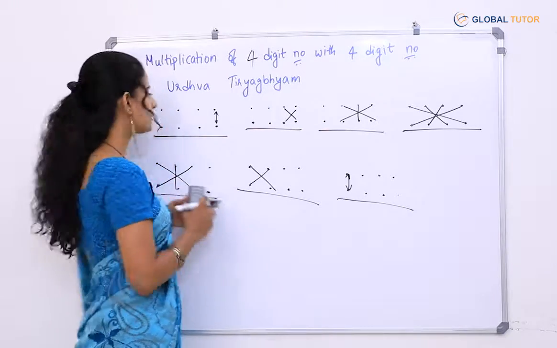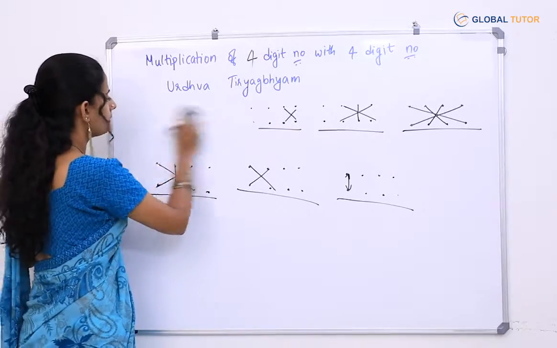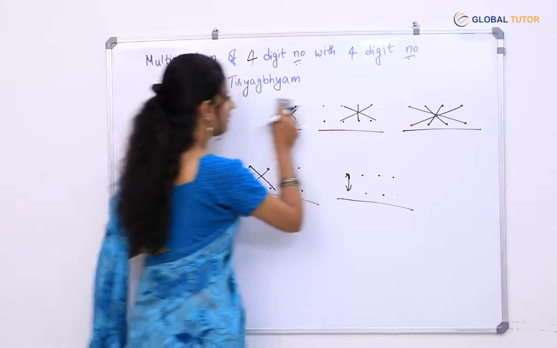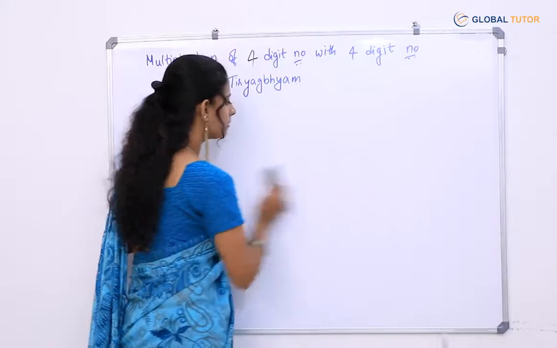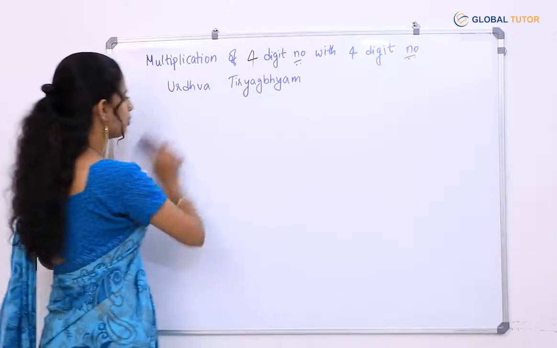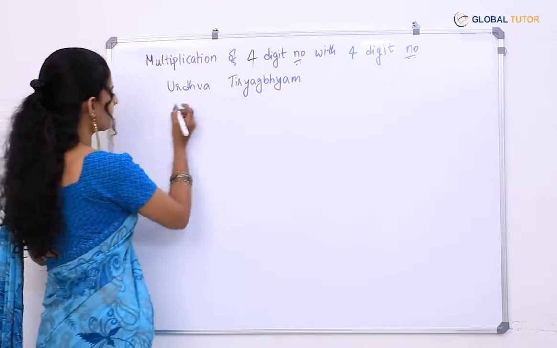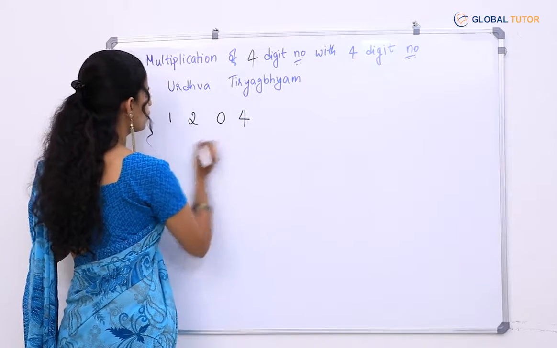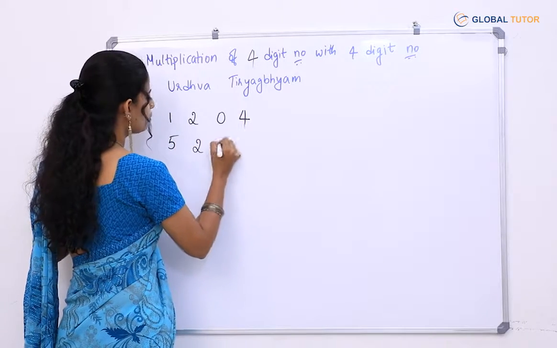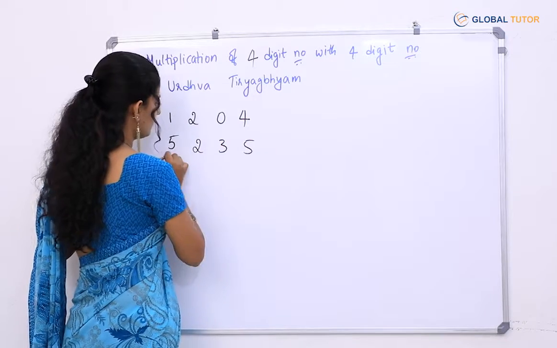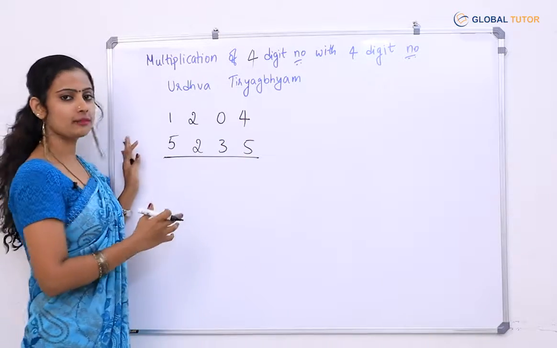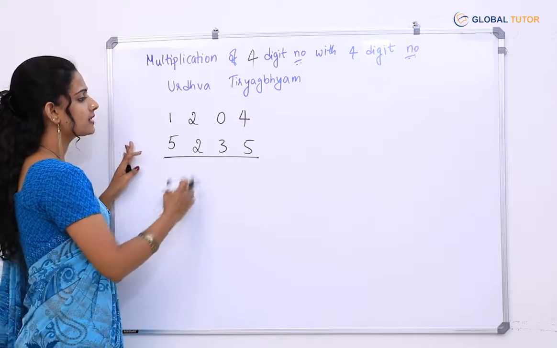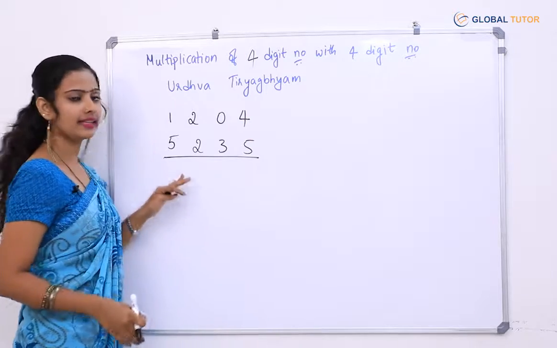Now let us take one simple example and see how efficiently we can solve this. Now the step is, let's take this number 12045235. So I have just taken some random number. Let us see step by step how to get the answer.